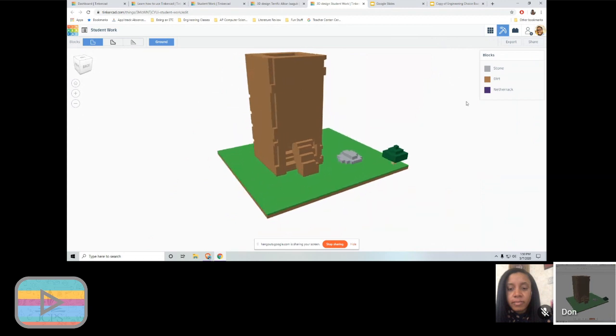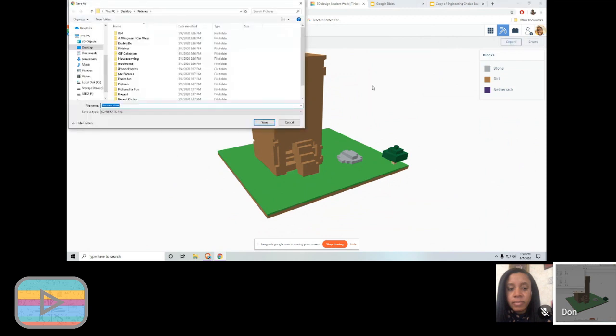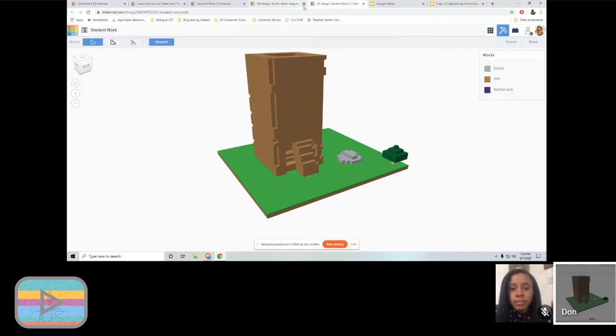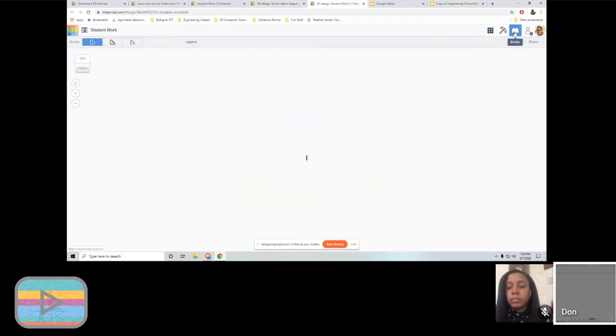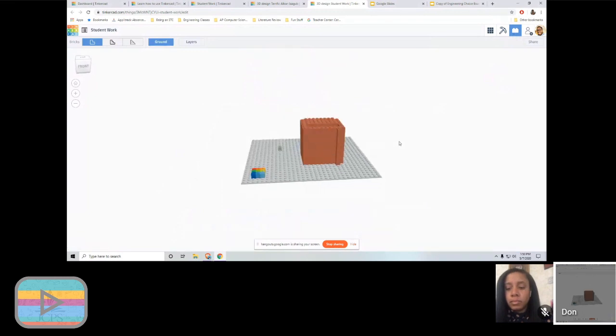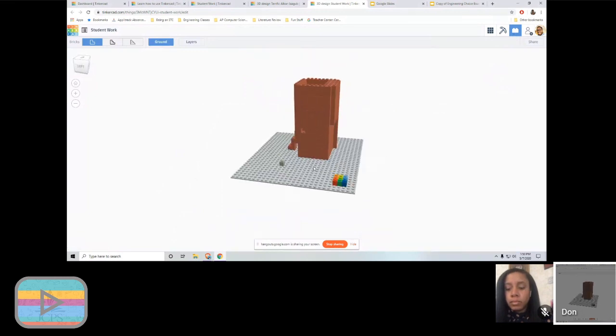You can save these files so you can export it. I guess this is something you could even take into Minecraft if you wanted. And then the other one, there's a bricks one. This one takes your file and builds it into Legos.